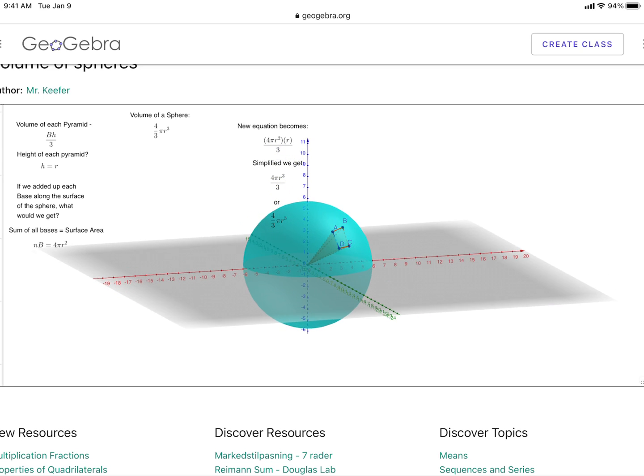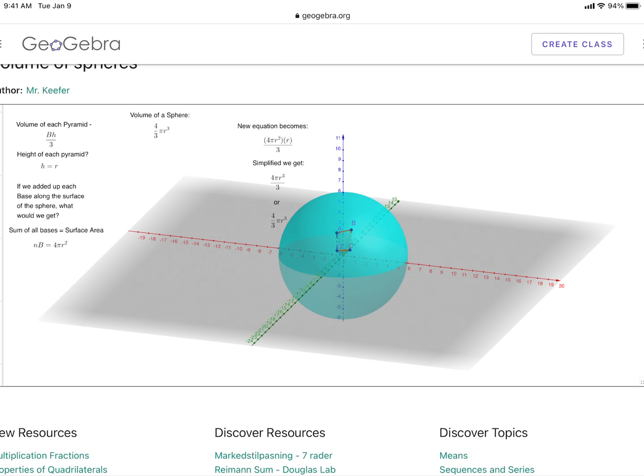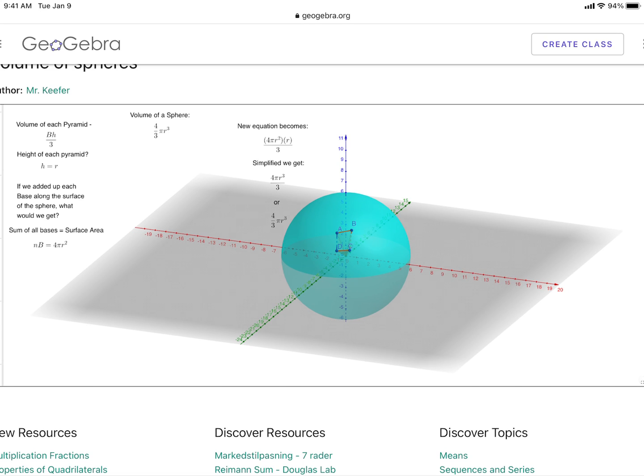Okay? So, if I add up all the bases, if I make an infinitely small number of pyramids, with their bases infinitely small, but I add them all up together, I would still only get the surface area of the sphere, which is 4 pi r squared. Okay? So now, if I have 4 pi r squared, that's the total sum of base areas, right?